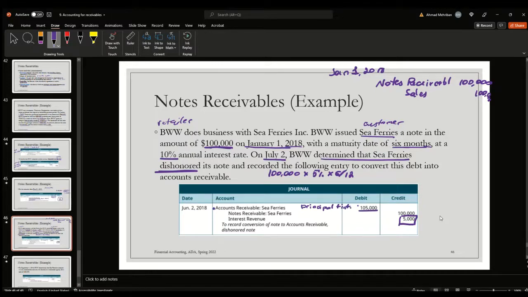105,000, and we credit notes receivable 100,000, and interest revenue 5,000 will be credited because we need to recognize the interest revenue. In fact, even though it was dishonored, we have earned that 5,000, so we record it on the credit side. This is the company recording the conversion of this notes receivable to accounts receivable because it was dishonored.